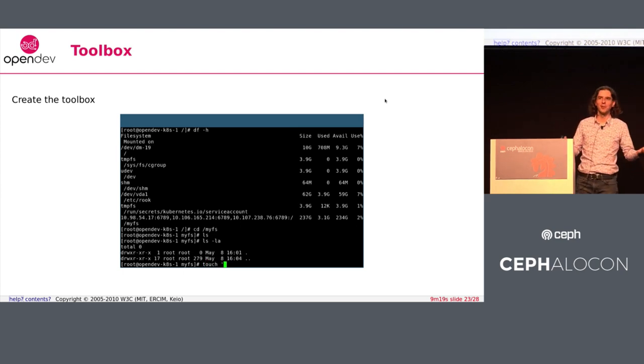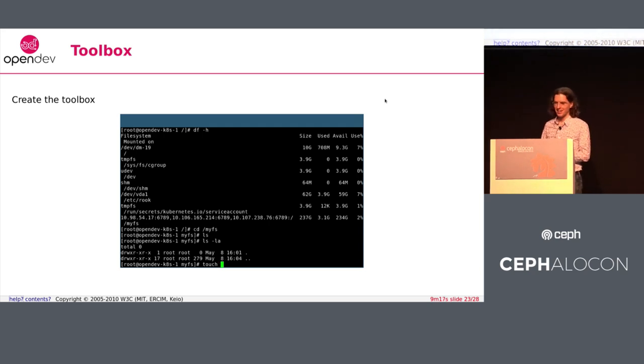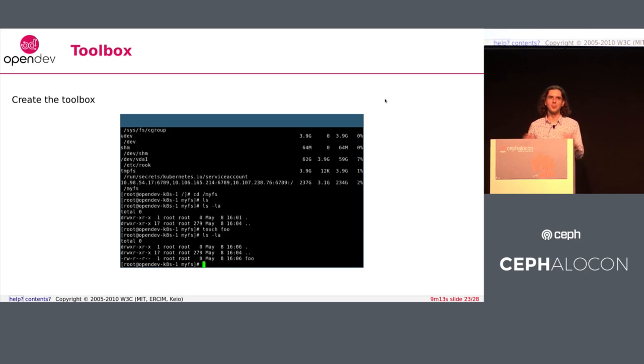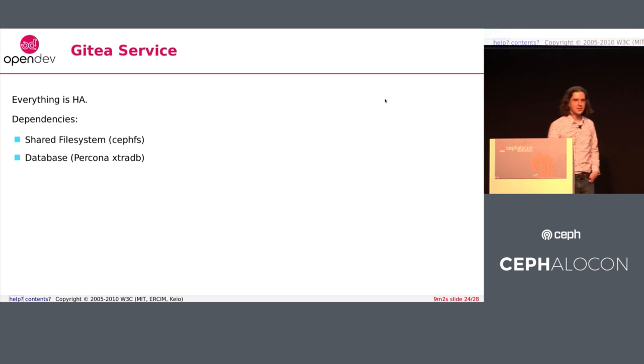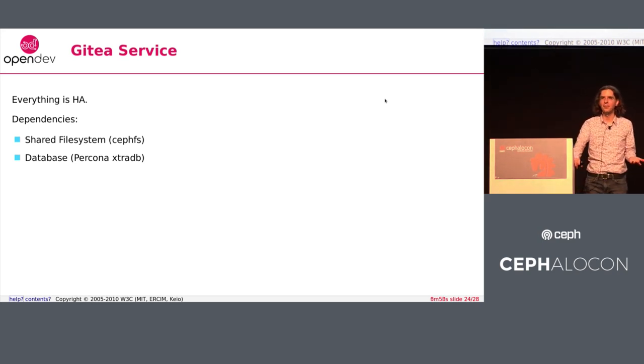But it's exciting that we're entering a new world where CephFS supports multiple namespaces, which means you can have essentially multiple file systems all provided by the same Ceph cluster. So we've mounted it. I've written a file in there, and so it's ready to go. So we've got our shared file system now ready for Gitea.